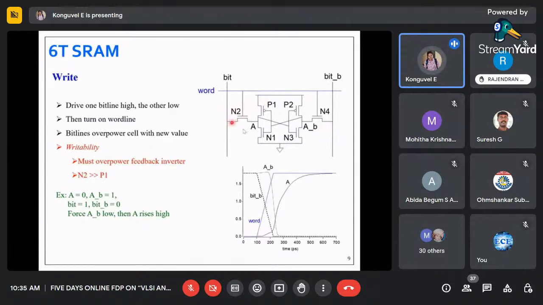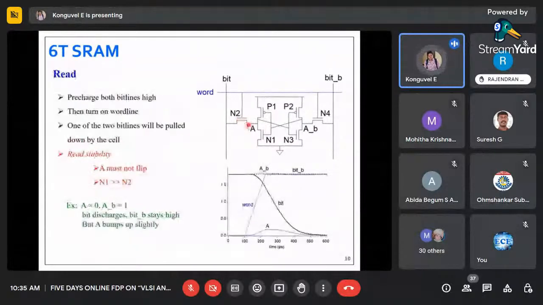Similarly, on the left-hand side, for the A node, N2 must be stronger than P1. That means you can have the same W/L ratio. With the same W/L ratio, N2 will be stronger. But now, that is a different case.